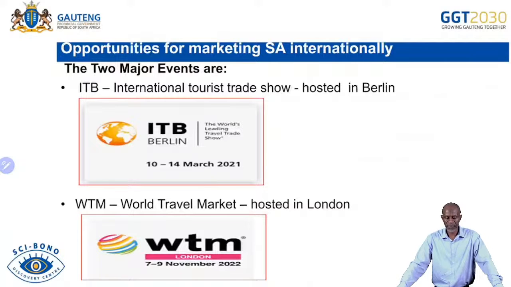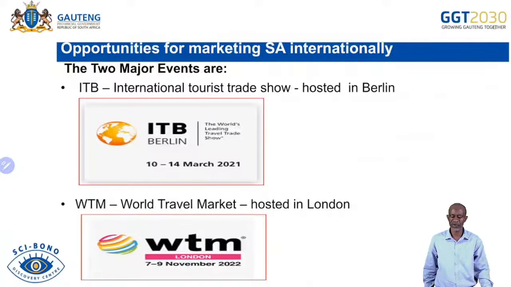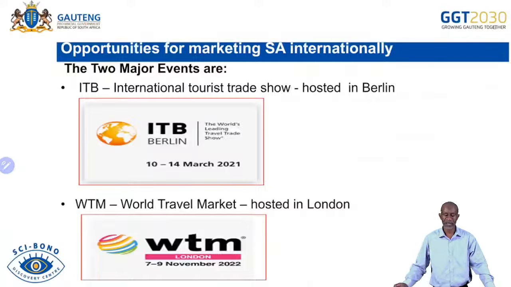So this happens annually in November. An example here, as you can see from the slide, is that we had one in 2022, and it happened between the 7th and the 9th of November. So these 3 days were very crucial for South Africa to sell tourism products, advertise tourism products to the world.